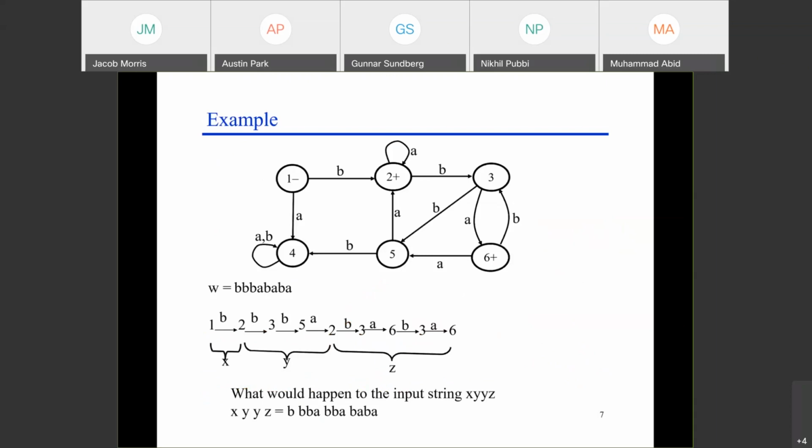So first of all, is this an FA or not? Labels are good. Start state, final states are there. Every state has both B and A: the first state has B and A, the second has A and B, the third has A and B, the fourth has A and B, the fifth has A and B, and the sixth has A and B. So it is taking care of garbage collection. This is a valid FA.